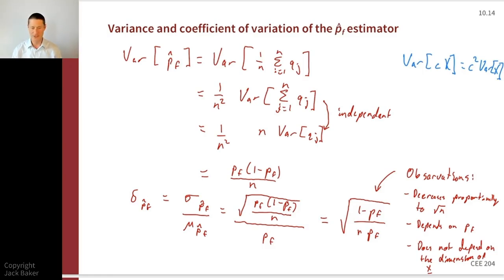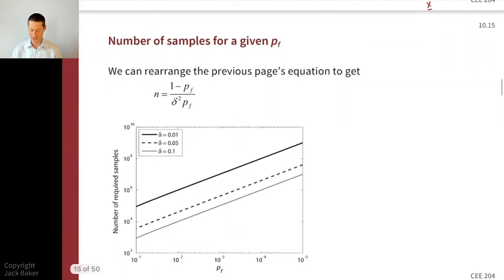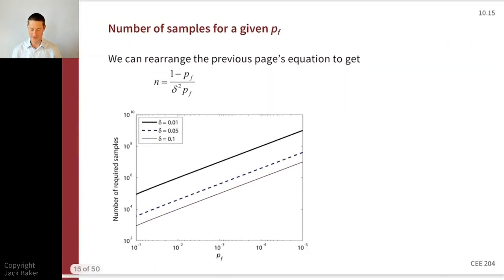The second observation is P_F. Let's talk about that a little bit more. And I've actually got a figure in the slides here. Here, what I did is I've rearranged the equation from the previous slide and solved for n. So I squared both sides, multiplied both sides by n to get it over to the left side, divided both sides by delta squared to put it in the denominator. And then I've got this. So now we see that the number of samples I need depends on the probability of failure of the system and on the coefficient of variation of my estimator that I want.